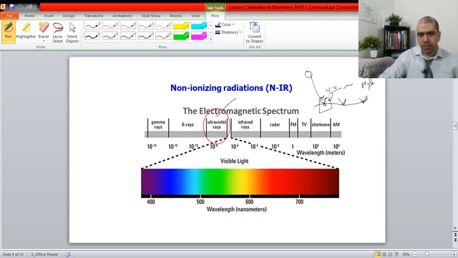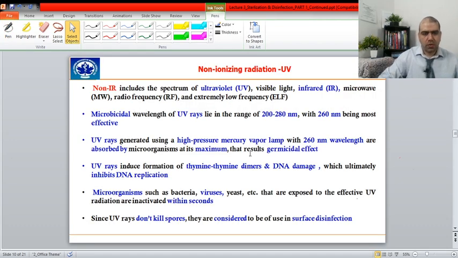So if it can cause cancer in humans, definitely it will have some effect on microbes as well. So let us see what non-ionizing radiations can do. Non-ionizing radiations include the spectrum of ultraviolet radiations. They also include visible light, infrared, microwave, radio frequencies, and extremely low frequencies.